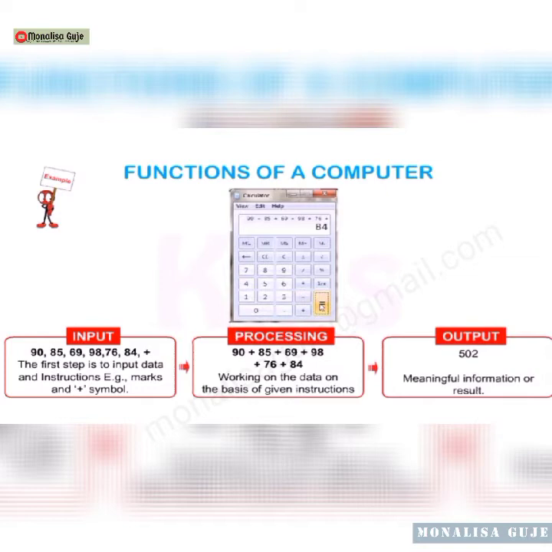Suppose you've got marks, so we input the data 90, 85, 69, 98, 76, 84, plus. So here we have given the input, that is the marks, and we have given instructions to add. Now the computer will process it, that is it will work on the data given on the basis of the instructions. So it will add all the numbers and the output will be 502. Meaningful information or result. This is called output. This is the IPO, that is input process output cycle of a computer.